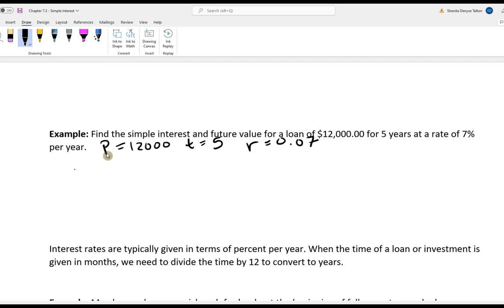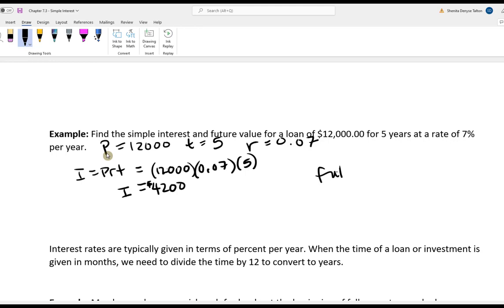So we want to figure out the amount of simple interest. So we're going to use I is equal to P times R times T. So this will be 12,000 times 0.07 times 5. When I multiply it out, I get $4,200. So this is the amount of interest.